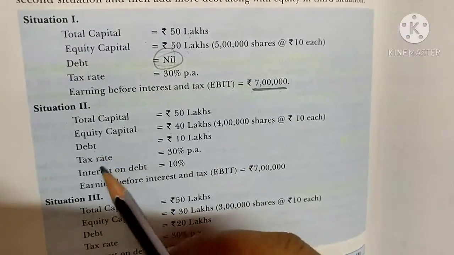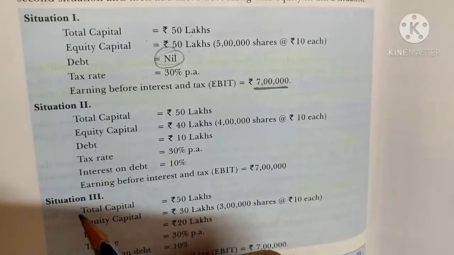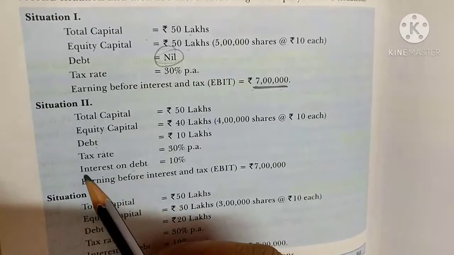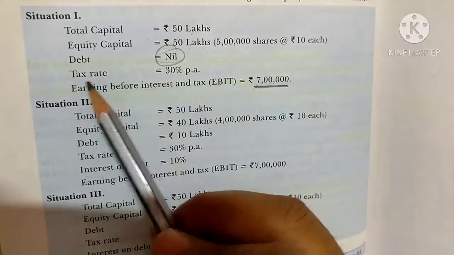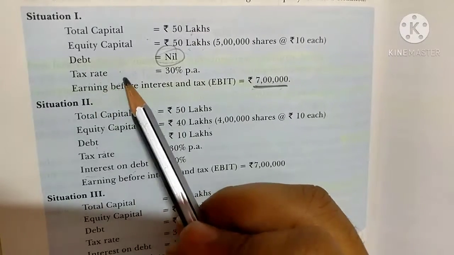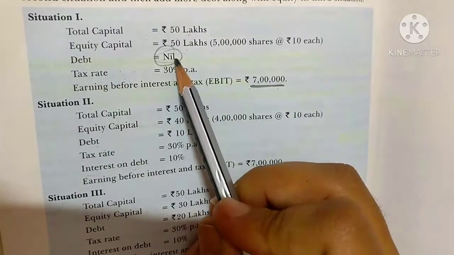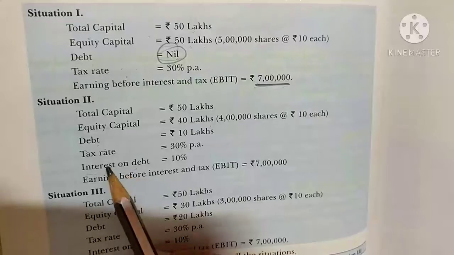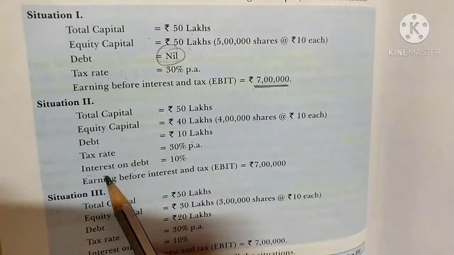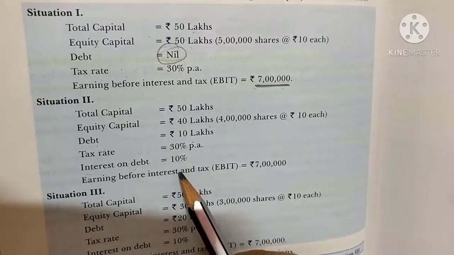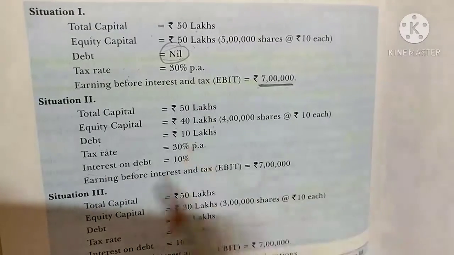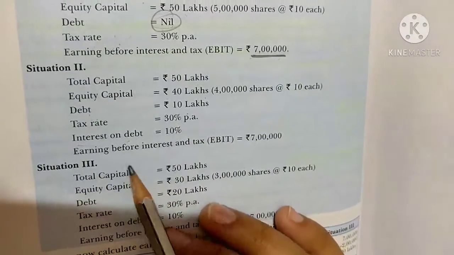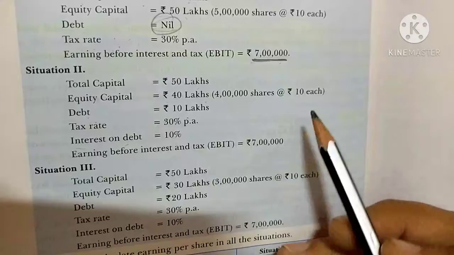It means borrowing. So when debt will come, so what will happen? The interest on debt will also come. So interest on debt we have to pay 10%. Earlier there is no interest on debt. Tax rate was there but no interest on debt, because debt was nil. That's why no interest on debt. But this time debt is there 10 lakh. So interest on debt is also there, that is 10% which we have to pay. Okay, now tax rate is same 30% per annum as earlier, and EBIT is also same 7 lakh as earlier.